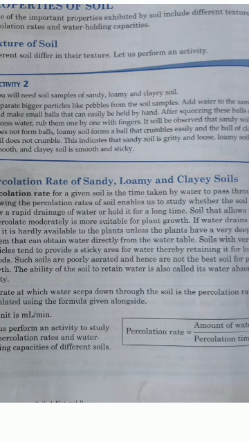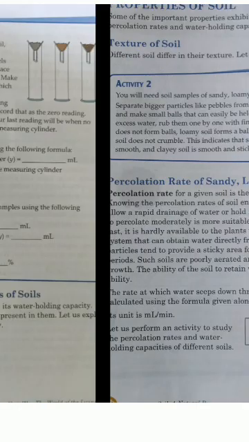Then we have the percolation rate. It is defined as the rate at which water flows through the soil. The percolation rate will be highest for sandy soil because of its poor water holding capacity; water percolates at a very high rate. It will be lowest for clay soil because the amount of water that percolates through clay soil is very, very less, because water gets trapped between the particles. Loamy soil is again in between sandy soil and clay soil.